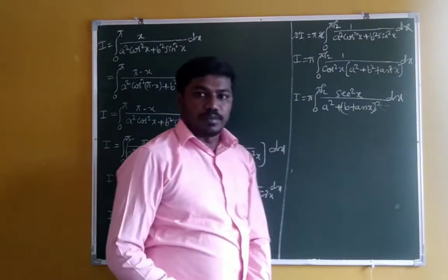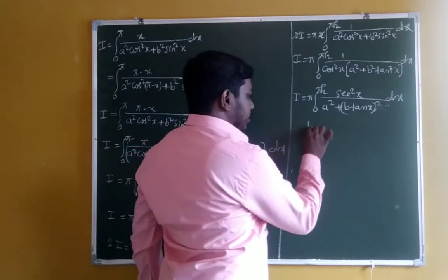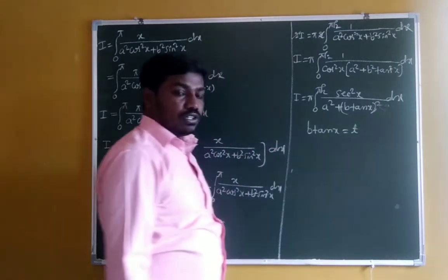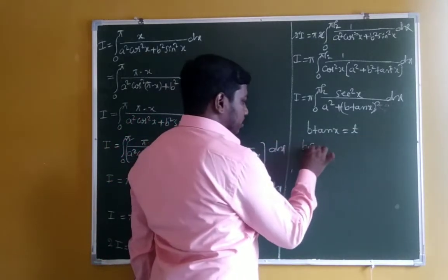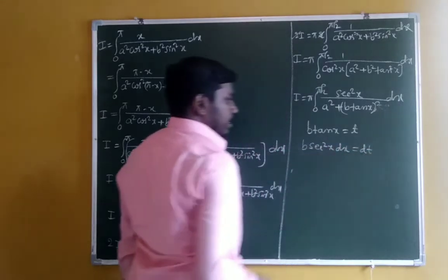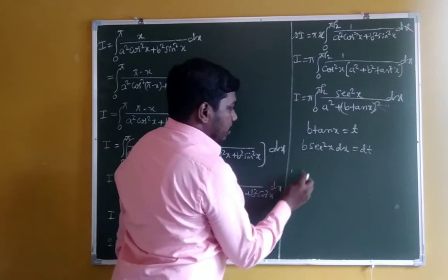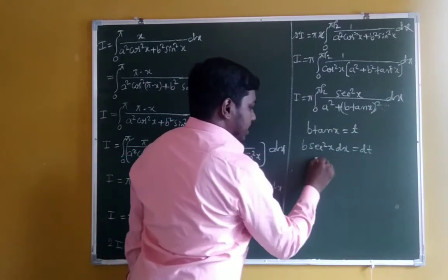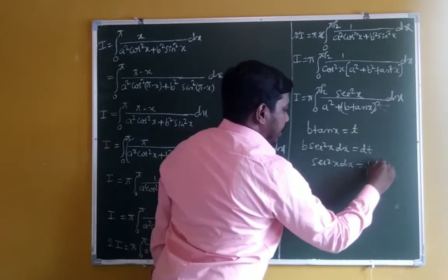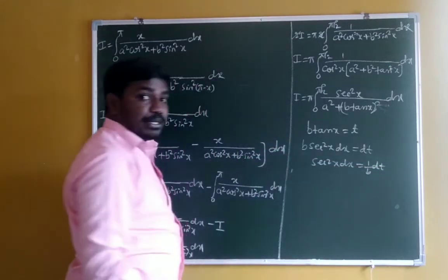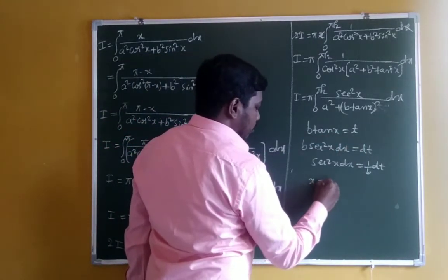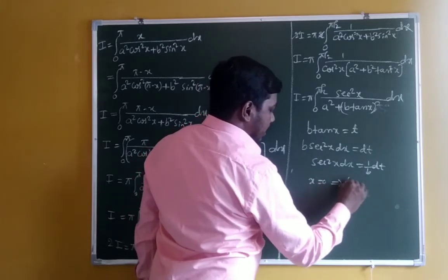Let's use substitution for b tan x. Using integration by substitution, b tan x is equal to t. So b into secant square x into dx is equal to dt, right? So here b is not needed; only secant square x into dx is there, hence secant square x into dx is equal to 1 over b into dt. The limits also change. Suppose x is equal to 0, then t is also 0.